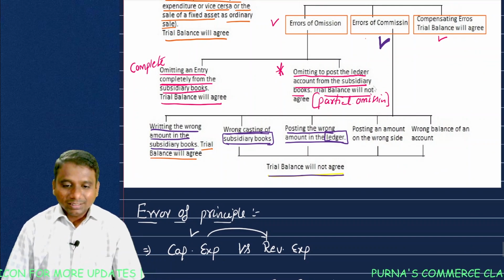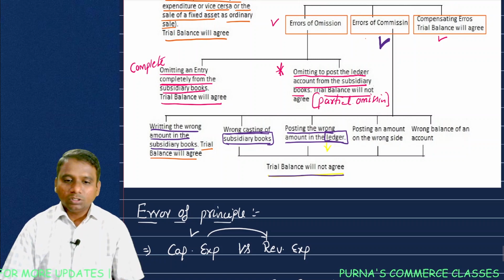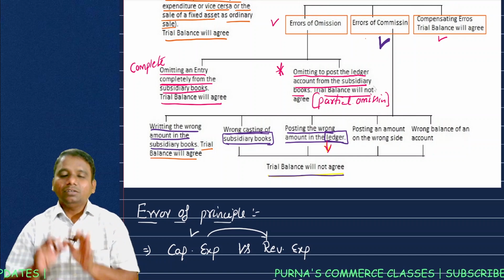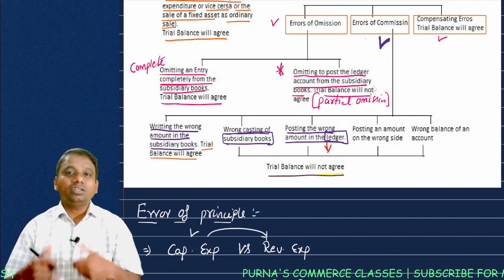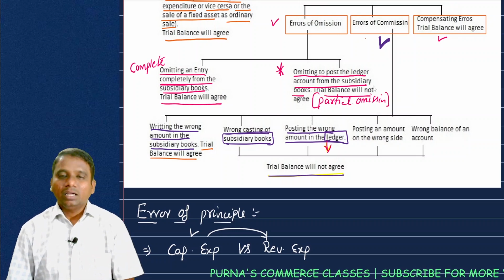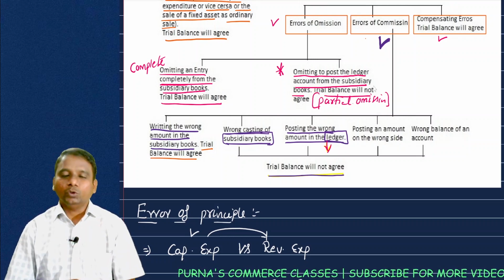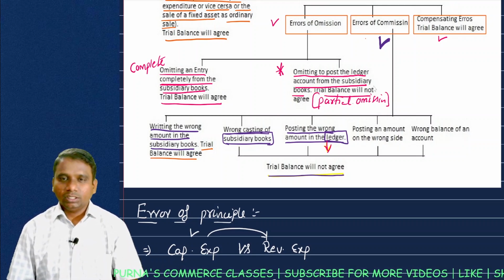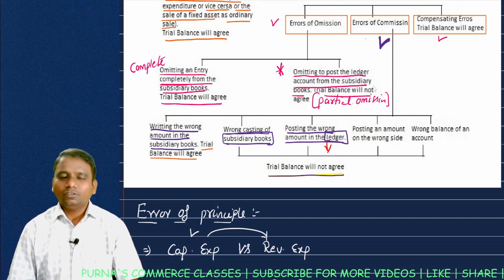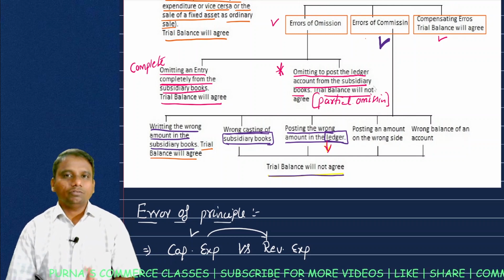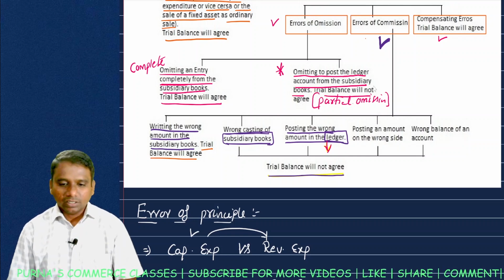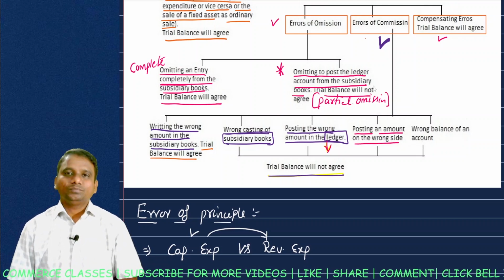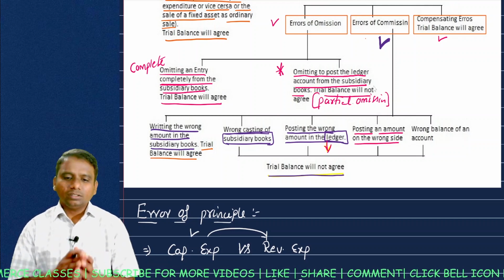Now you tell me, is this type of mistake possible in a computerized environment? No. Posting mistakes will not happen in a computerized environment. Why? Because posting is done by the computer, automation. So if you give correct input, the computer will do all the automation work. So this type of mistake we cannot find in a computerized environment. Next, look at posting an amount on the wrong side. This is also a manual mistake. In the computer it will not happen.